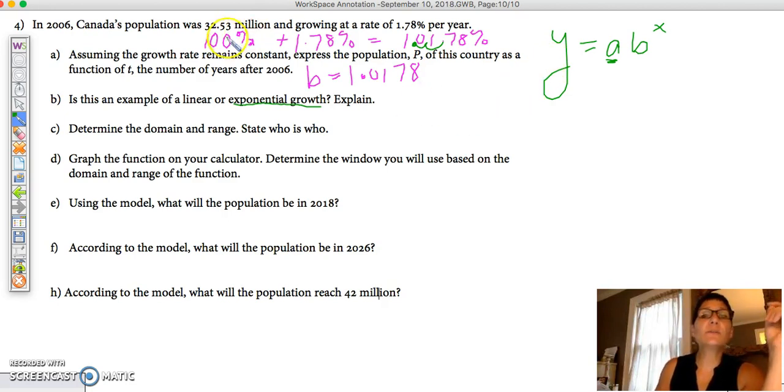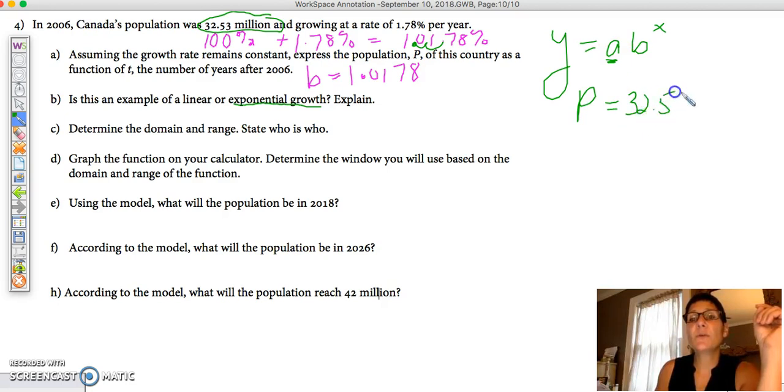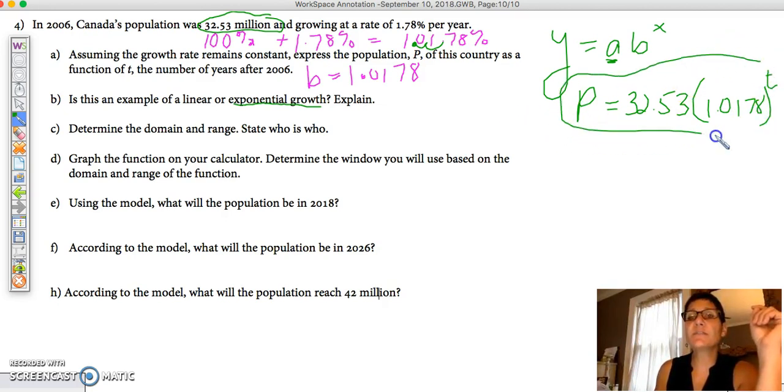So if you go march on over here, we should all say, that is our initial population. Now, let's get cute with this because it's saying express the population p as a function of t. So it's basically saying that this is p and x is t. That means we would write it as p is equal to our initial amount, which is 32.53 million, and then b is 1.0178 raised to the t power. So that's the population as a function of time.